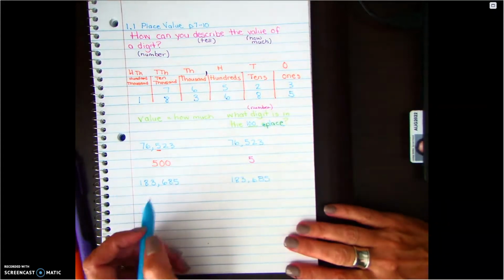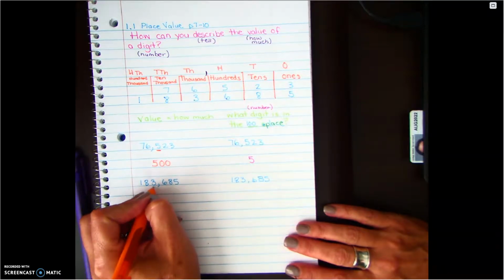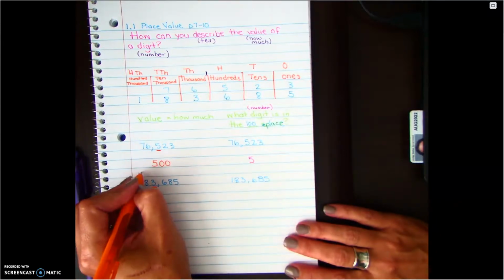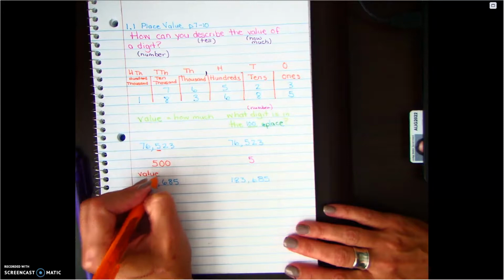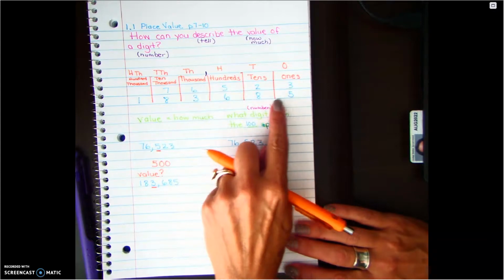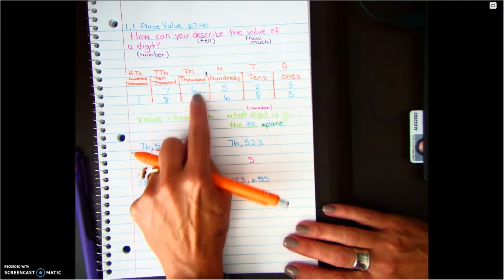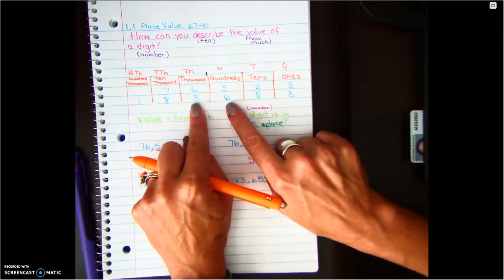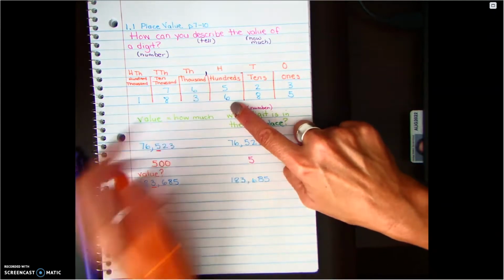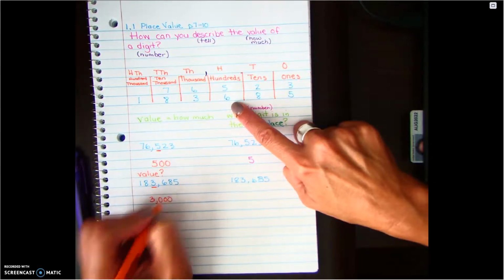All right, so I want to know what is the value of the 3 in this number, the value. So we want to know the value. How much is it worth? Now, is it worth 3? So I'm going to go up here and find it on my chart. So it's worth 3,000. I look right here, and I just have to change those to zeros. So that is 3,000. So the value of the 3 is 3,000.